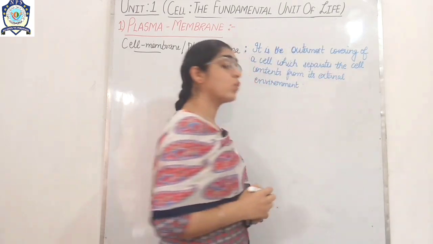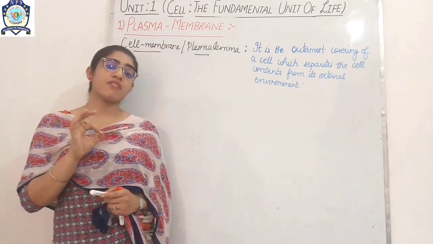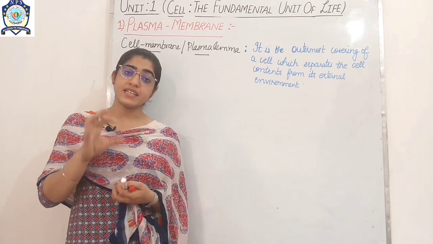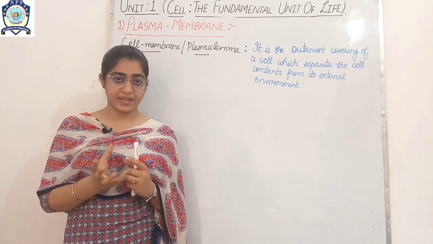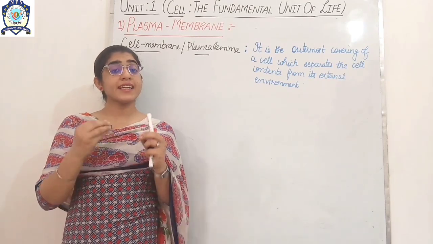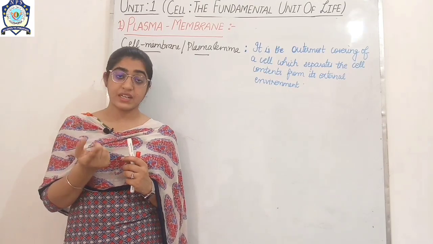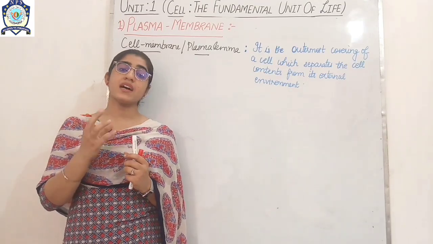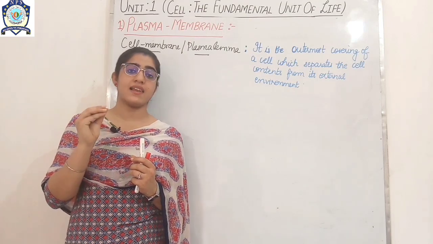Or simply what you can say, being a discrete unit of life, every cell is surrounded by a delicate membrane, which gets separated from its non-living surrounding and provides a separate identity to the cell.